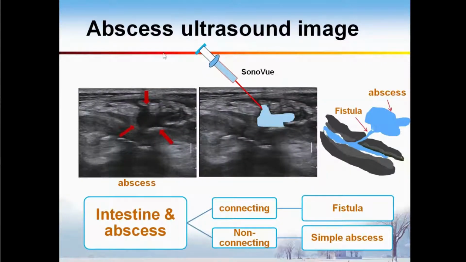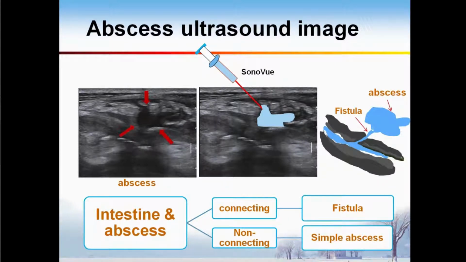How do we do it with ultrasound? We do an abscess injection. In this picture, we can see the intestine wall is very thick and there is an abscess around the intestine. Then we inject some solution into the abscess cavity. If the cavity has a tunnel connecting with the intestine, it's a fistula. If there is no connection and we cannot find a tunnel, it's just a simple abscess, so drainage is enough.